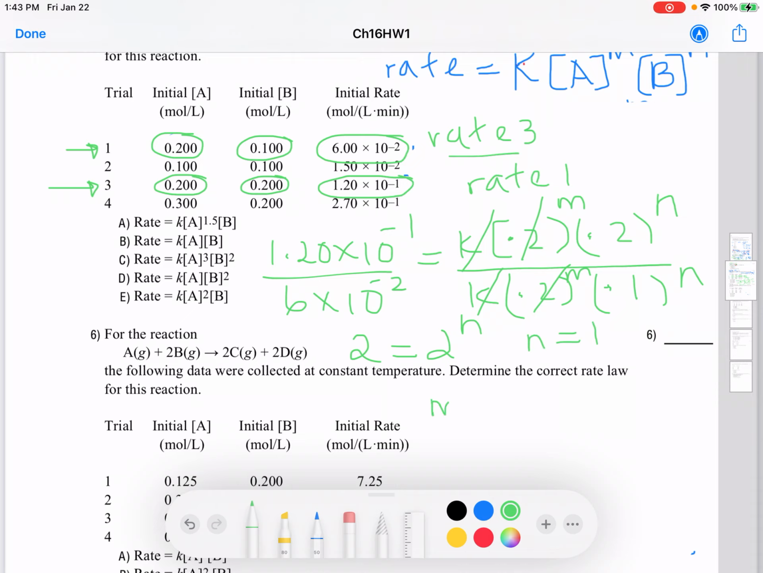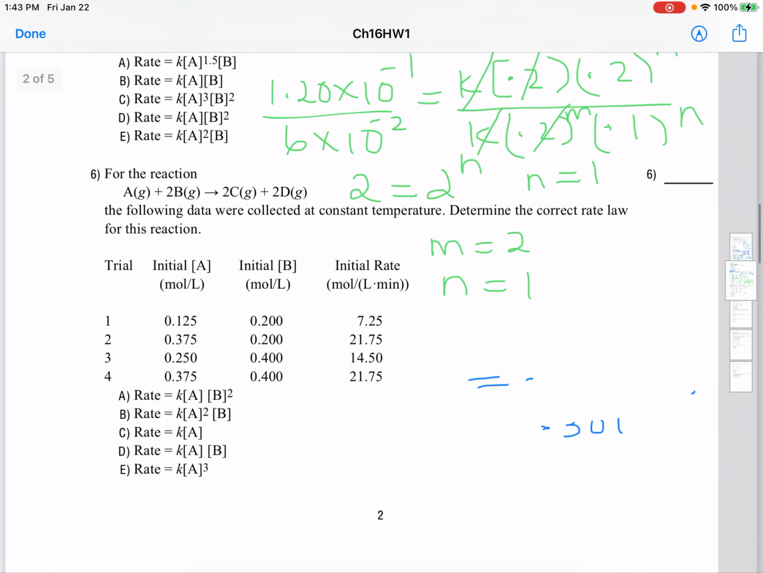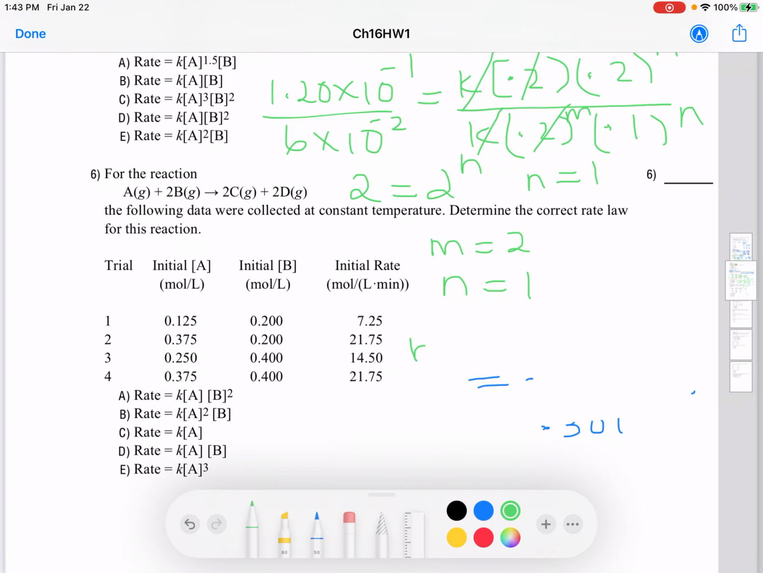So we found the orders: m equals 2, n equals 1. So now we can write the rate law for the reaction. That would be rate equals k, A second order, and B. So that you can find out the correct answer. Okay.